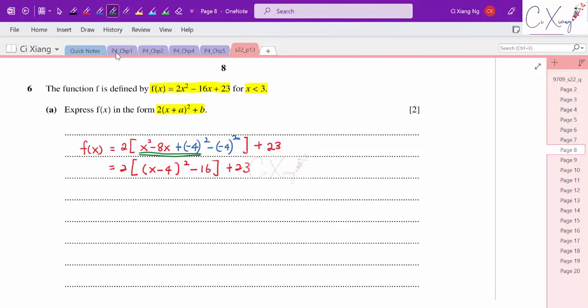Then I'm having minus 16 plus 23. Multiply the 2 inside every single term of the bracket, and I'm having 2(x minus 4) squared minus 32 plus 23. Therefore, if I further simplify it, I will have 2(x minus 4) squared minus 9. This is the completing square form for a quadratic function, right? So this is our part A.